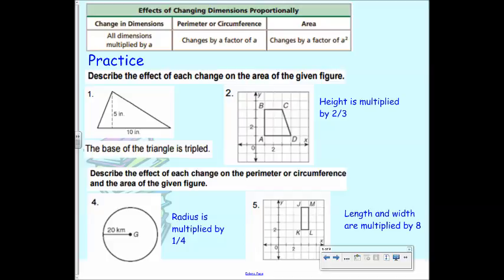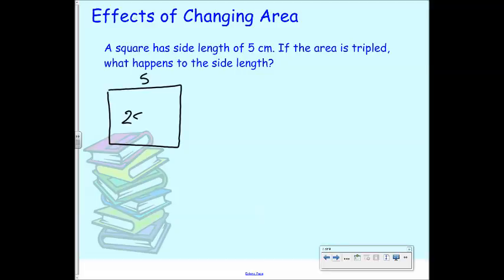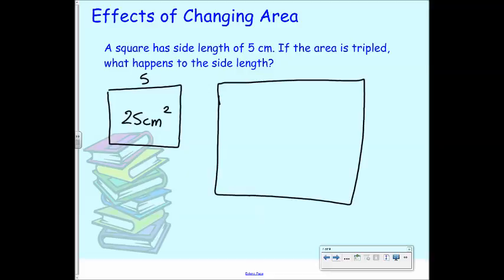Okay, so a square has a side length of 5. If the area is tripled, what happens to the side length? So before we do anything with the new area, let's do the old one. So I'm going to draw a picture of this. A square has a side length of 5, which means what's the area? 25 centimeters squared. All right, and now if the area is tripled, so in our new square, what's the area? 75 centimeters squared.